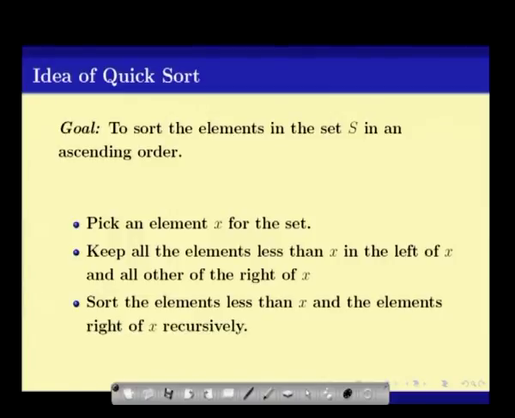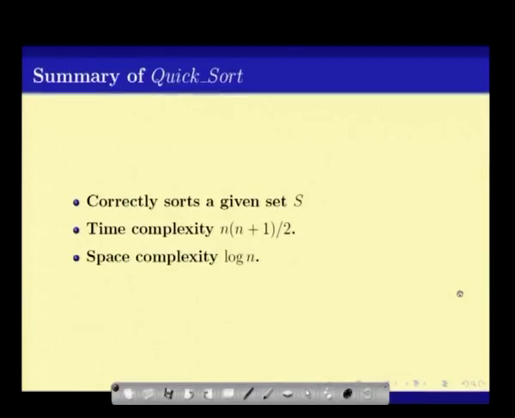Now all of this splitting can be done in place, that is, again we can reuse the space that is used by the set S. So we do not need any additional space for splitting this set S into the two parts, less than x and greater than x. For the summary of quick sort, the time complexity was more or less the same, around n into n plus 1 by 2, and the space complexity was log n, because we did not need any extra space.